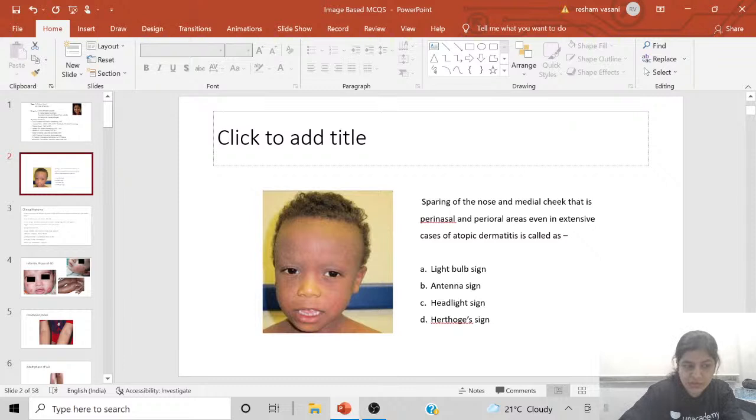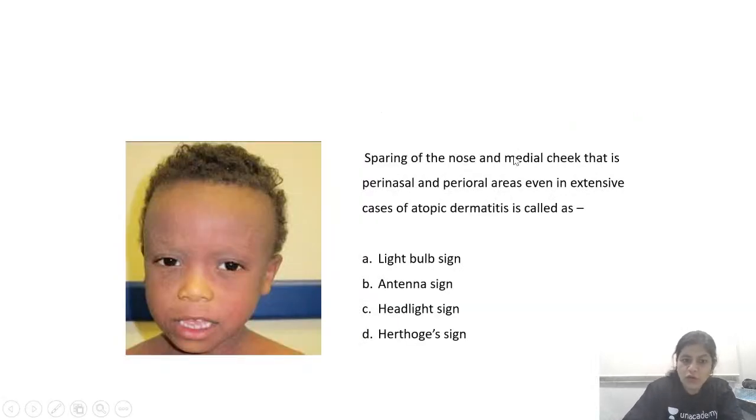Okay, let's go to this first question. Sparing of the nose and the medial cheek, that is the perinasal area and the perioral area, even in extensive cases of atopic dermatitis, is called as. So you can see in this picture, this patient is having extensive atopic dermatitis, but you can see that the nose is definitely spared as well as the perinasal area is spared. Okay, so sparing of the nose and the medial cheek, that is the perinasal and the perioral areas in extensive cases of atopic dermatitis, what is it known as? Please write it in the chat box. What do you think is the answer?